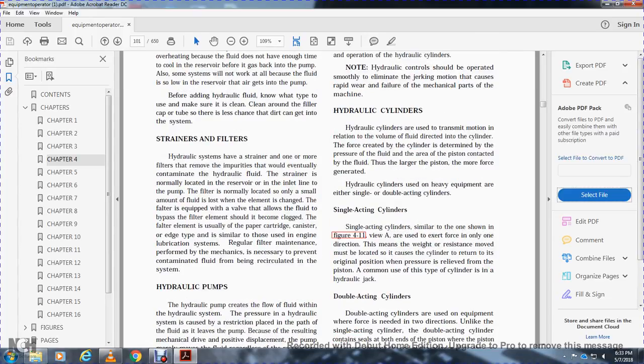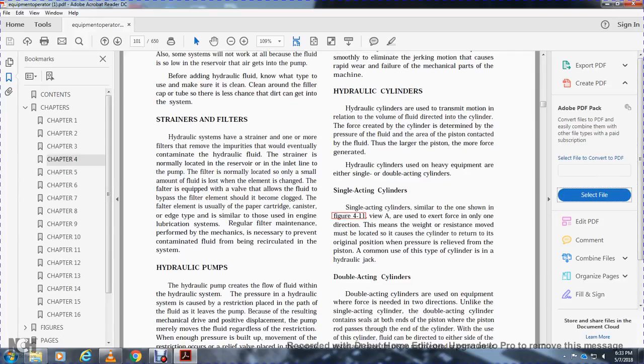Strainers and filters. Hydraulic systems have a strainer and one or more filters. They remove impurities that would otherwise contaminate the hydraulic fluid. The strainer is normally located in the reservoir on the inlet of the pump. The filter is normally located on a small amount of fluid. The filter is equipped with a valve to allow the fluid to bypass the filter element should it become clogged. The filter element is usually a paper cartridge canister type similar to those of the engine lubrication system. Regular filter maintenance by mechanics is necessary to prevent contaminated fluid from being recirculated in the system.